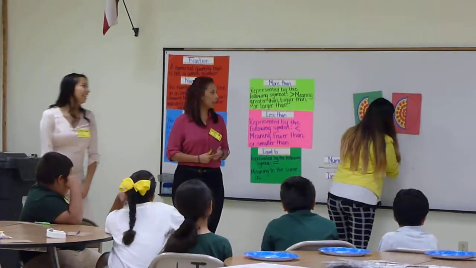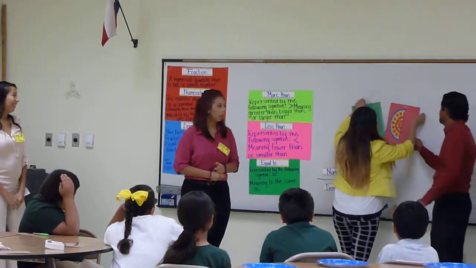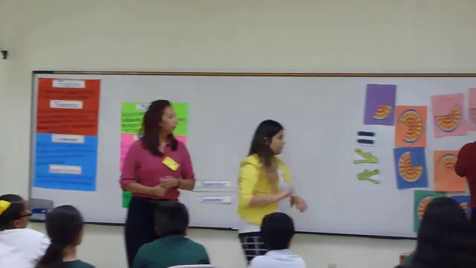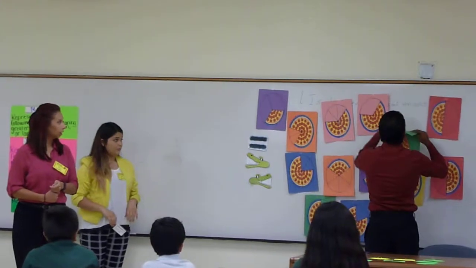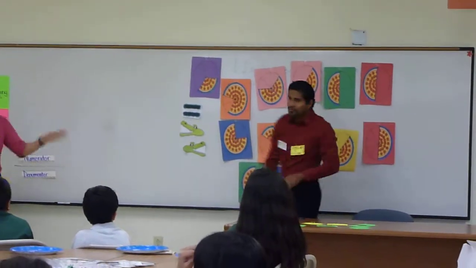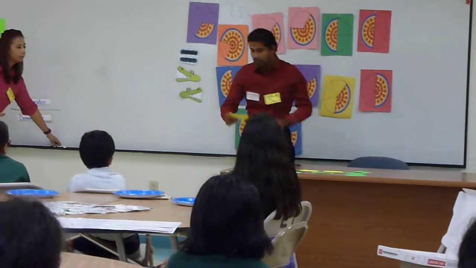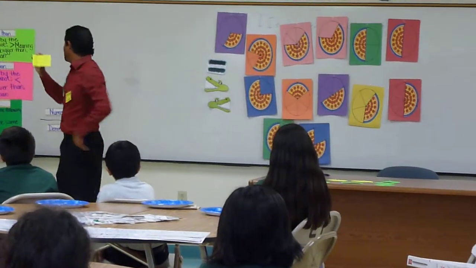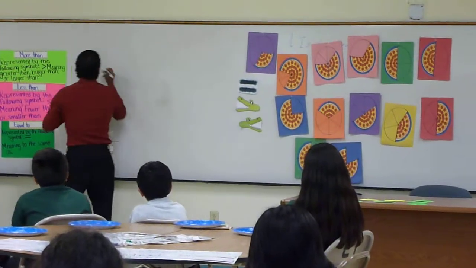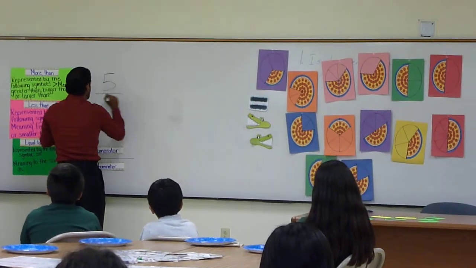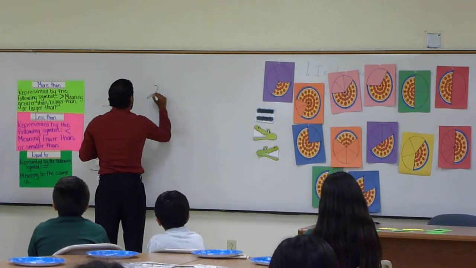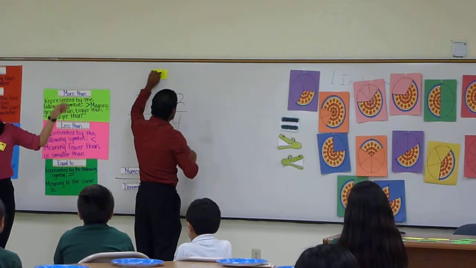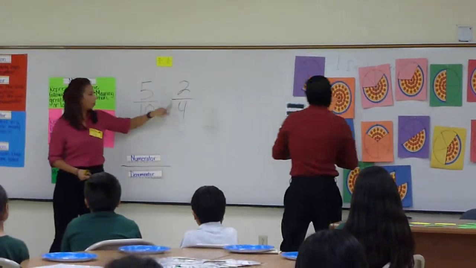Alright, so we're going to have Jacob come and do a little example. He's going to go ahead and pick a card over here on the table. You guys ready? Okay. So I got 5/10 and 2/4. Okay, so I'm going to go ahead and write it down. And he's going to go ahead and find a picture on the wall that represents 5/10 and 2/4.